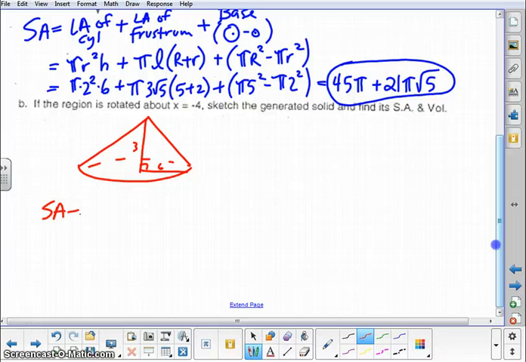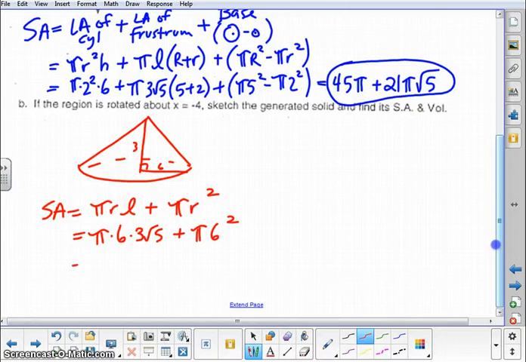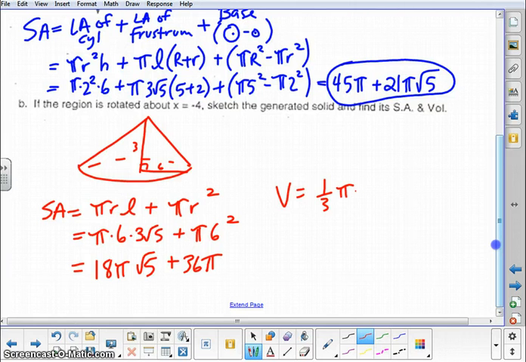So the surface area is pi r l plus 1 base, and then pi times 6 times 3 radical 5, and that's from the Pythagorean theorem, and 6 squared. Put all that together, 18 pi radical 5 plus 36 pi. And the volume is 1/3 pi r squared times height, 1/3 pi 6 squared times 3, and if you multiply all that together, you get 36 pi.